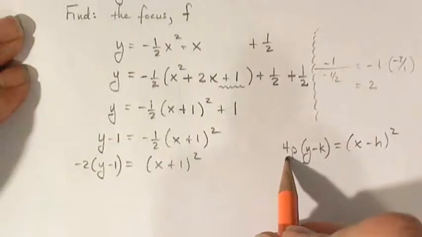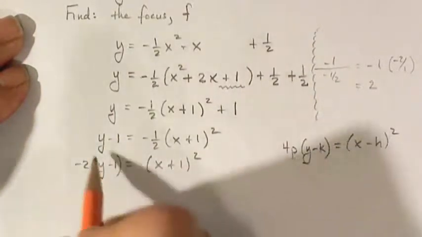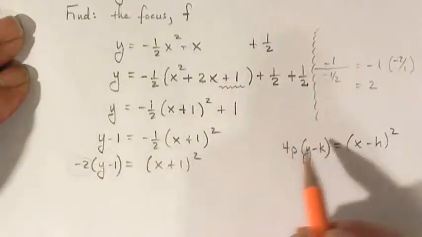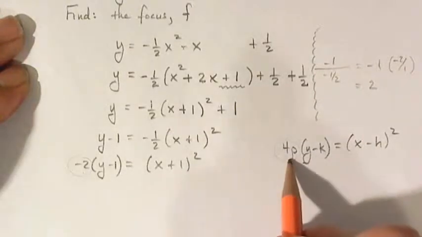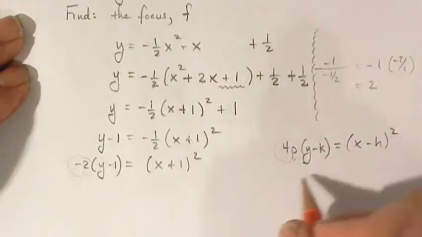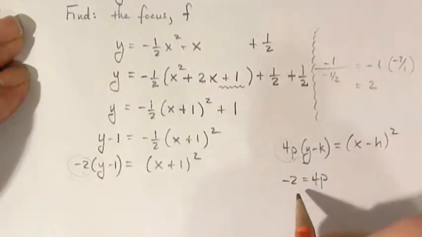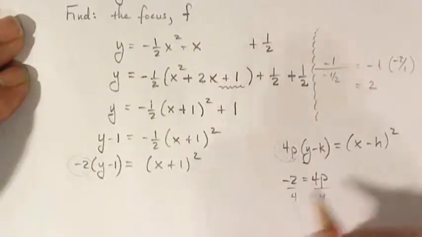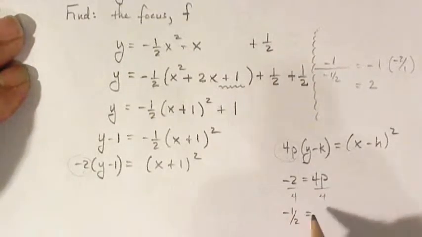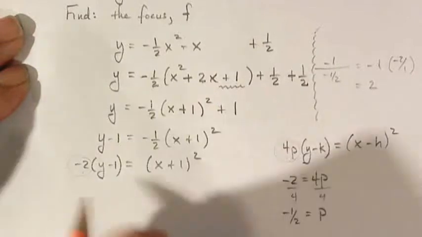That's another confusing part of this problem. How do I get the p? Well, everything here corresponds to everything here, so this must actually be the 4p. So if I put negative 2 equal to 4p, and I divide both sides by 4, I get negative 1/2 equals p. Okay, so the p is negative 1/2.